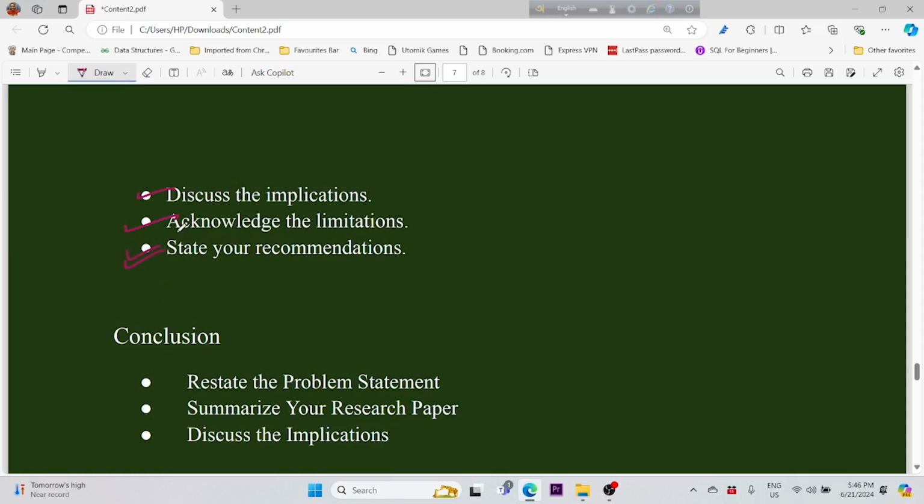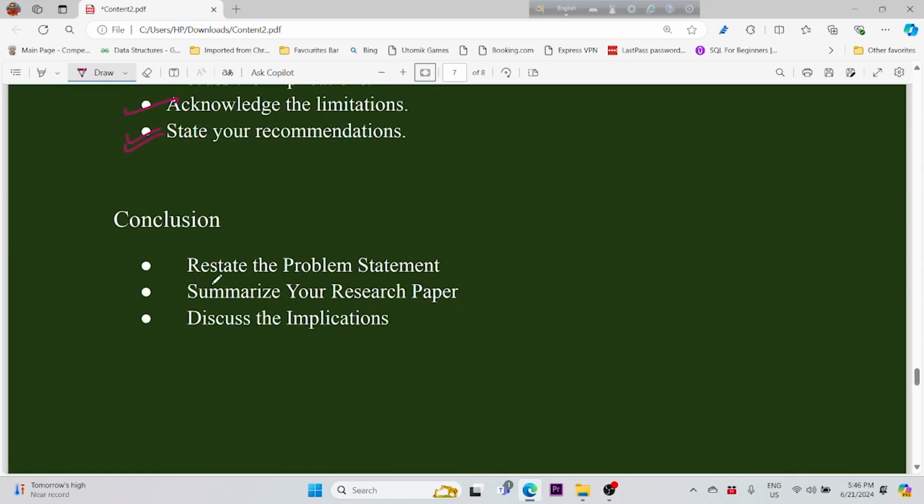For the conclusion part, the last part of a research paper, before the reference section, you need to restate the problem statement again, and you have to summarize your research paper. You can discuss the implications. These are the things you should consider to write a conclusion part of your research paper.